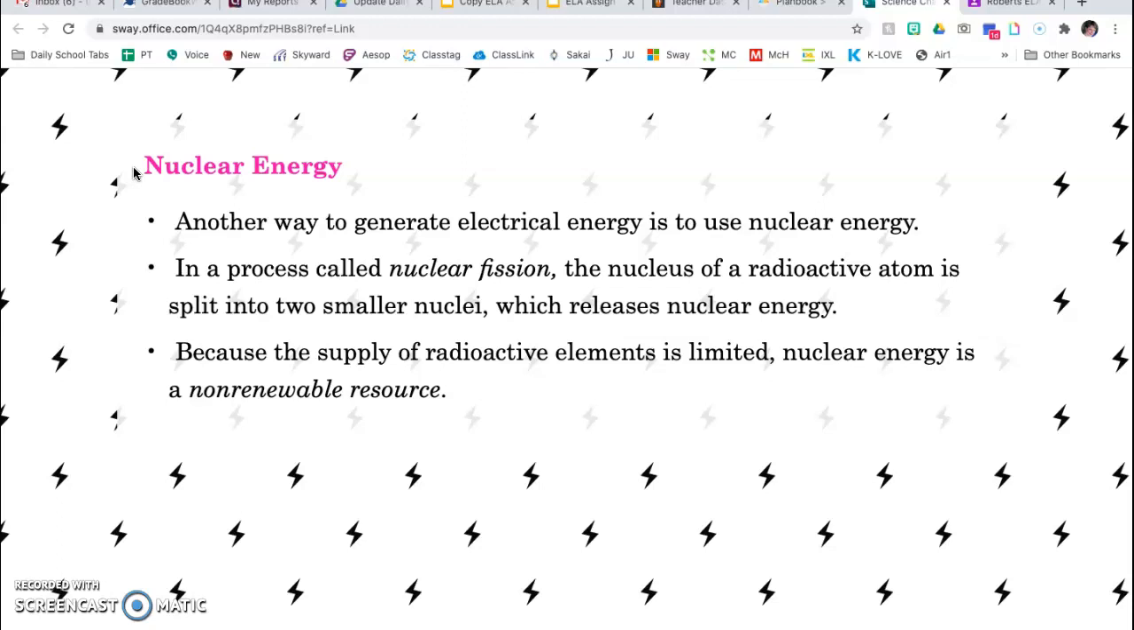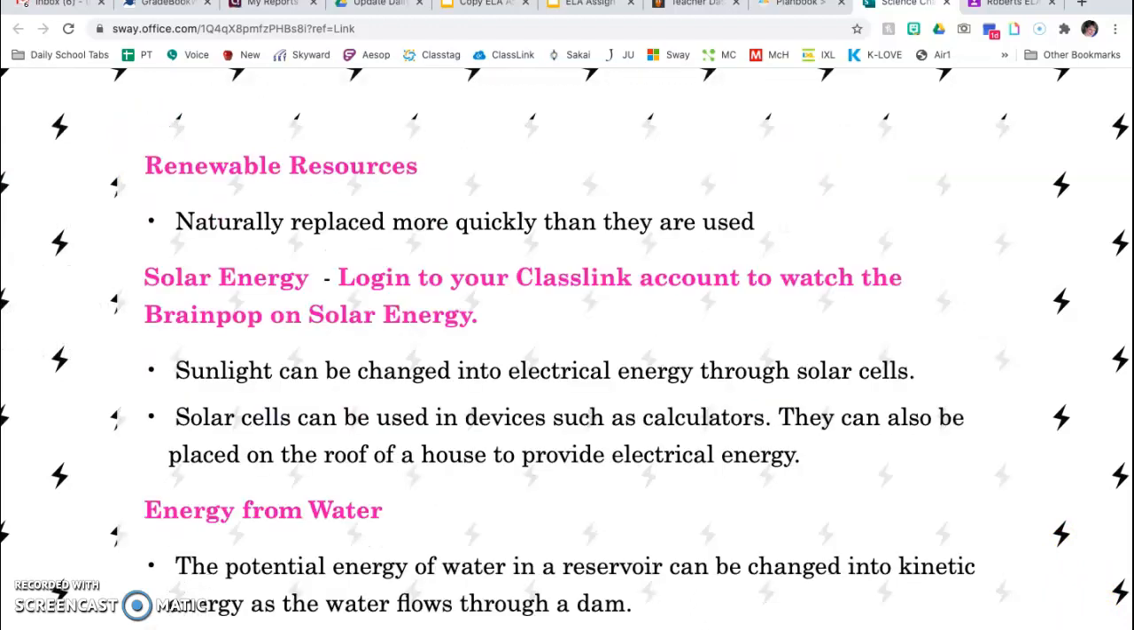We have two different ways to do this. One is nuclear fission, the other is fusion. So fission, the nucleus of a radioactive atom is split apart into two smaller nuclei, and this releases their nuclear energy. There are only a limited supply of radioactive elements. Therefore, nuclear energy is also considered to be a non-renewable resource. Once it's gone, it's gone. But again, it packs a powerful punch. And now we're going to move on to renewable. So non-renewable can't be replaced. They're gone forever.